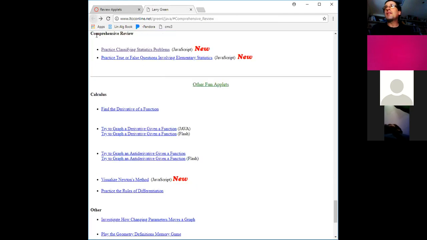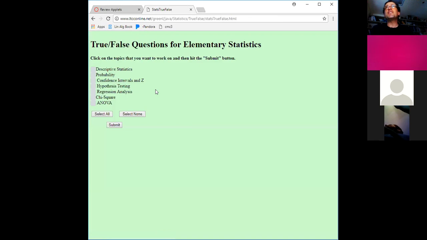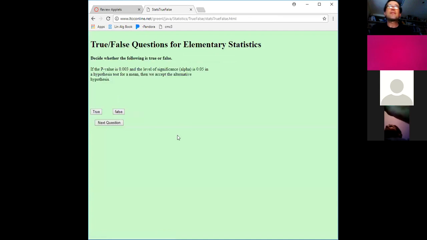Let me show you another review applet. I've showed you this one before, but you guys need to practice this because you didn't do well on the test for the midterm. This is the true falses. Select all and submit. If the p-value is 0.003 and the level of significance alpha is 0.05, in a hypothesis test for a mean, then we accept the alternative hypothesis. True or false?